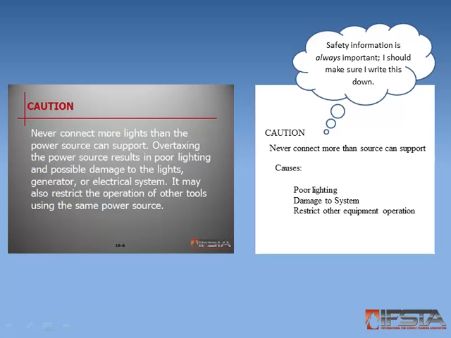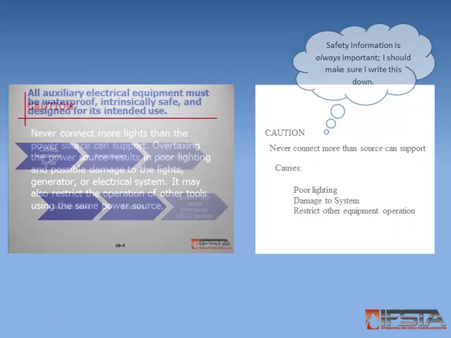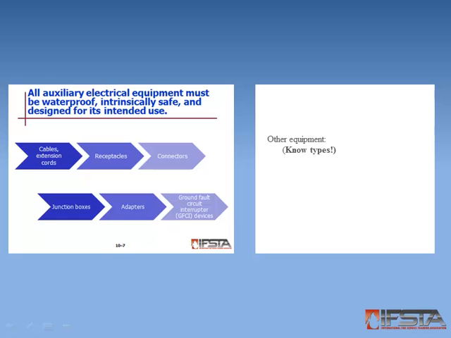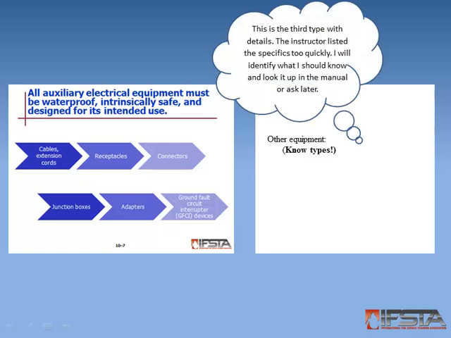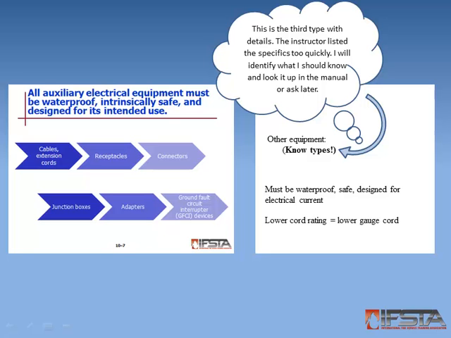Auxiliary electrical equipment. This may consist of electrical cables, extension cords, receptacles, connectors, junction boxes, and adapters. All of these will have ground fault circuit interrupters, or GFCI devices. These must be waterproof, safe, and designed for the amount of electrical current intended for them to carry. Depending on your electrical cords, the lower the wire gauge is, the more electricity can be carried by this equipment.